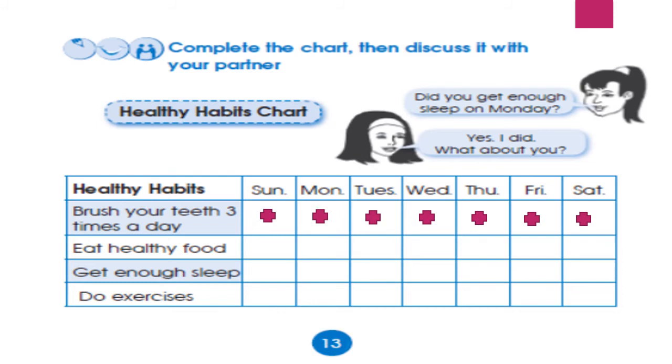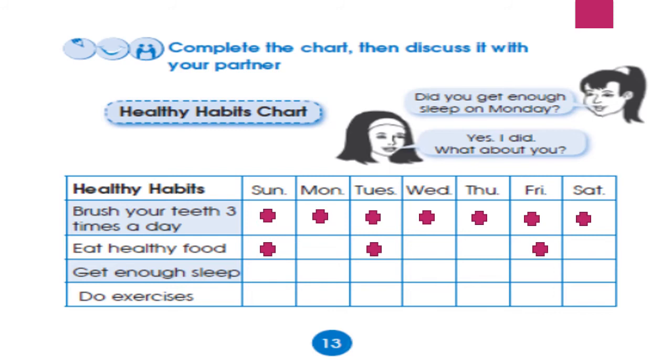The second healthy habit, eat healthy food. Sometimes I eat healthy food in my house, and sometimes I can eat fast food in restaurants. So I eat healthy food 3 days a week, on Sunday, on Tuesday, and on Friday. Okay? And the rest of the days I can eat fast food outside my house.